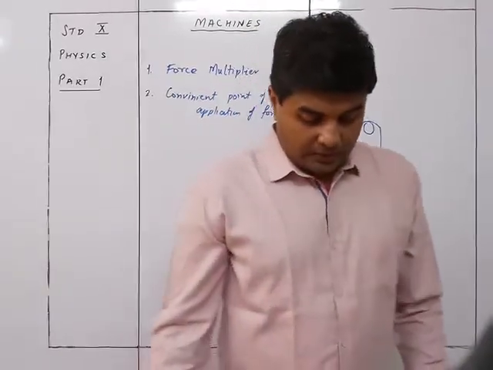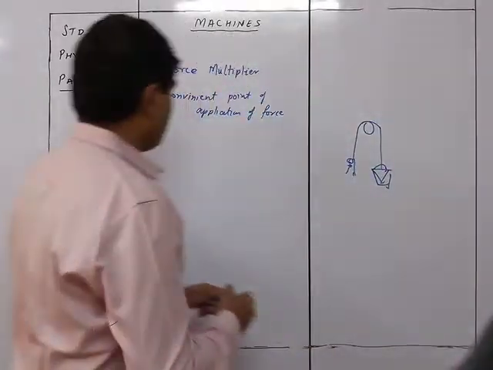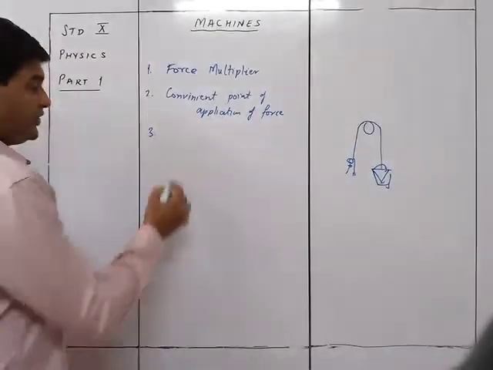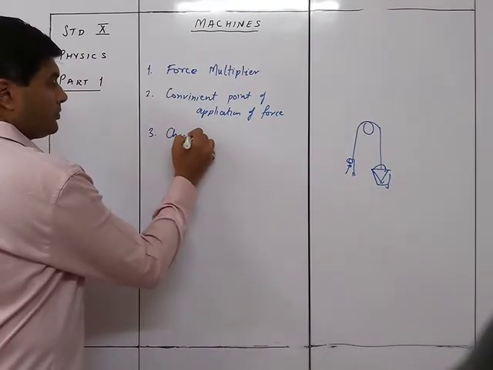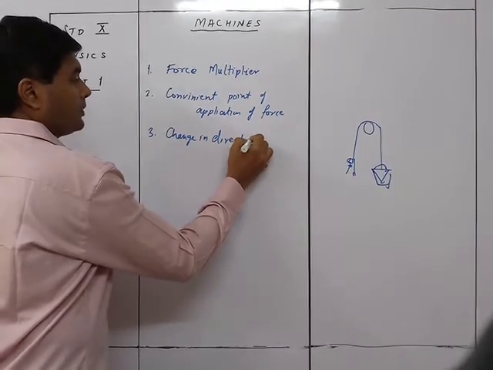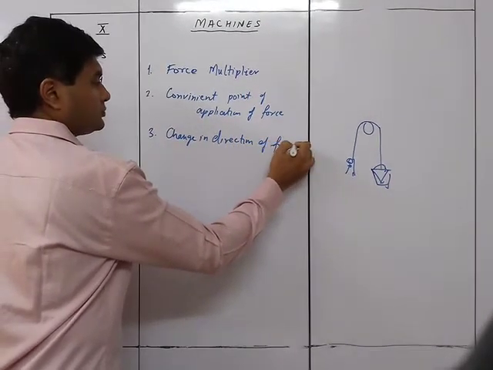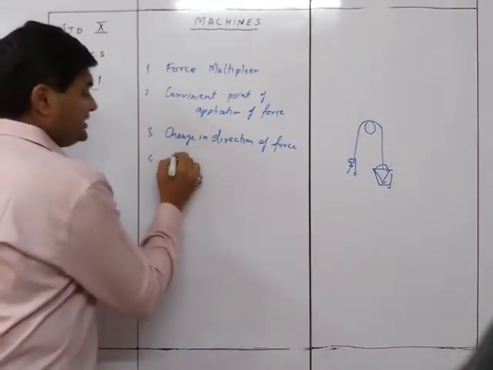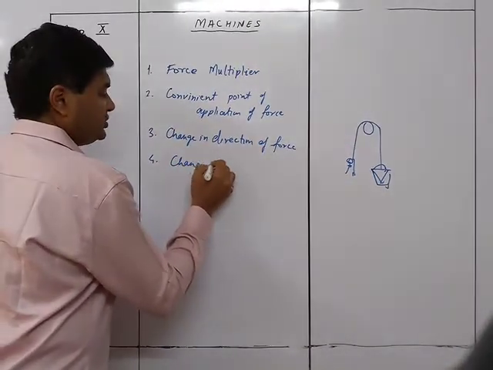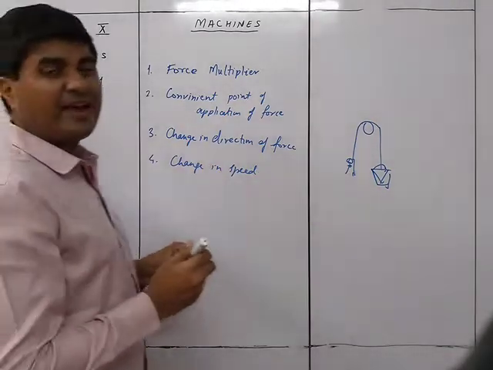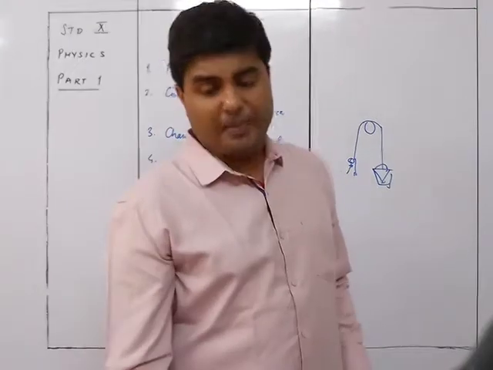He does not need muscle power; he can use his own weight as the effort to lift the bucket upwards. And finally, the fourth one. So this one was change in direction of application of force, or effort basically. And finally is change in speed. So you need to gain in speed. A gain in speed will be a speed multiplier.